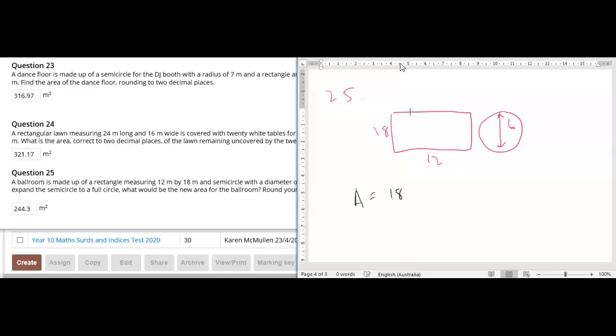So 18 times 12 is your rectangle. And then we've got the circle, which is pi times your radius, which is half, so 3, squared. And I'm going to do that on my calculator. 18 times 12 plus pi times 3 squared. Okay, so we get 244.27. Yeah, it keeps going, but to 1 decimal place, it's 244.3.